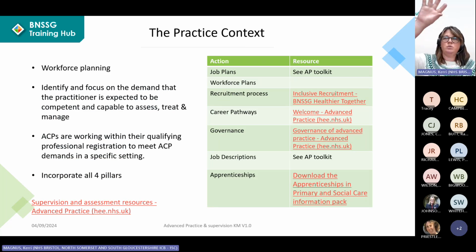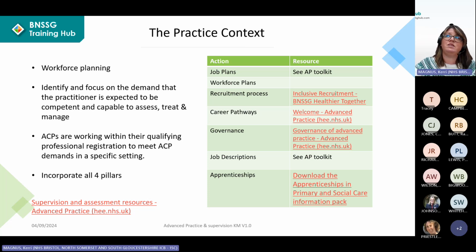When we go back to those supervision things, the first one was around practice context. So when we pick that apart, if you were supervising an individual in practice, you'd need to think about their workforce planning. So have you really thought about the individual themselves? Have you thought about where they sit within your workforce? Have you thought about who's next to do their training? And have you thought about things like job plans and job descriptions? So does their job plan, does their job description reflect exactly what they're doing within their practice?